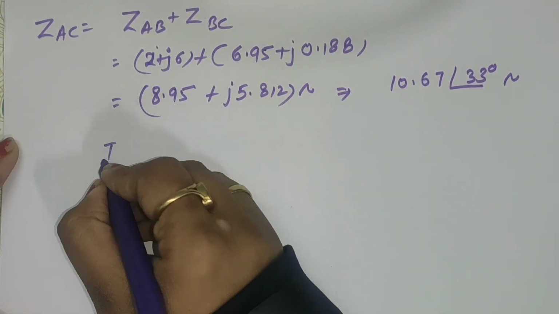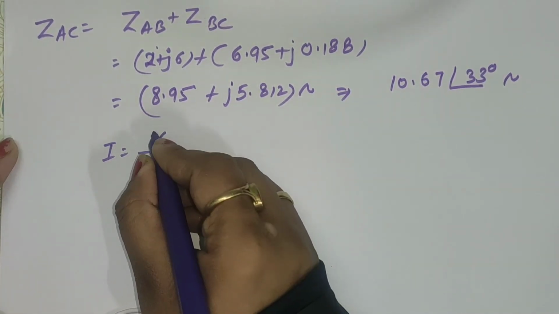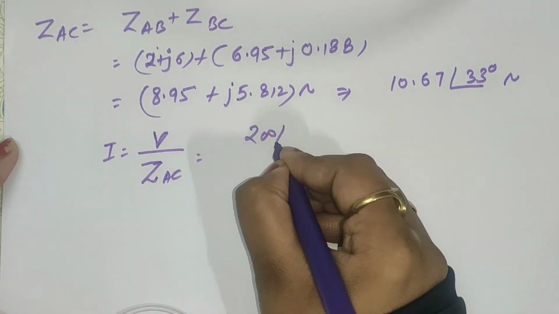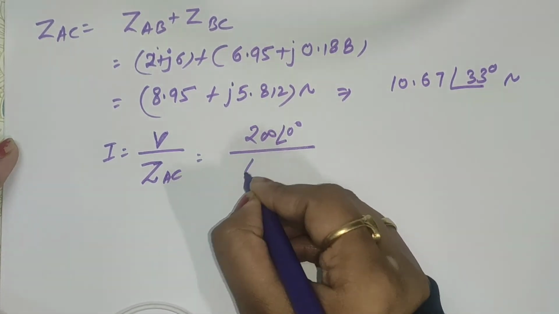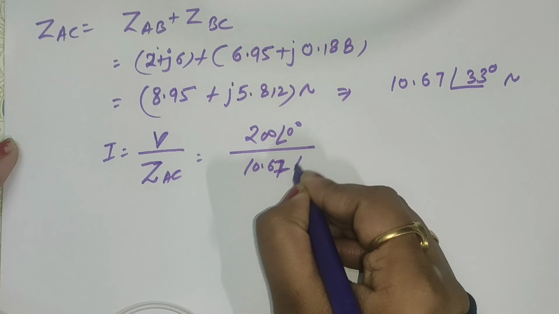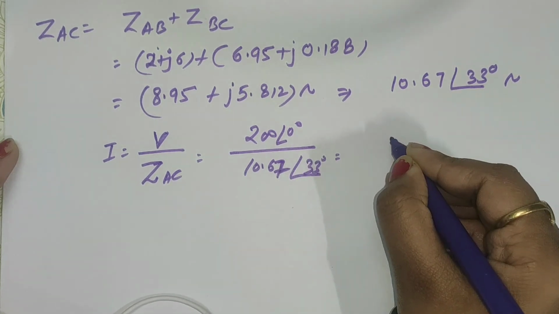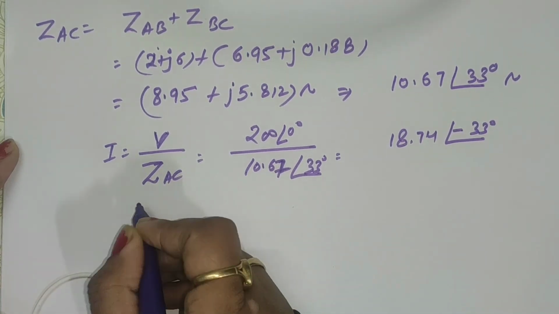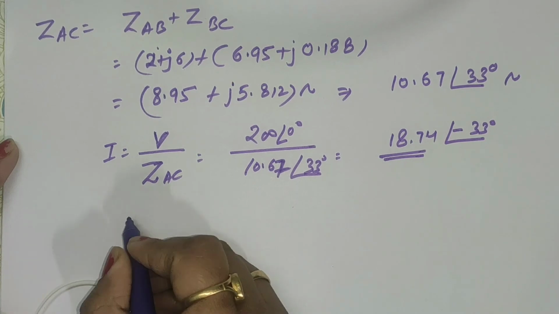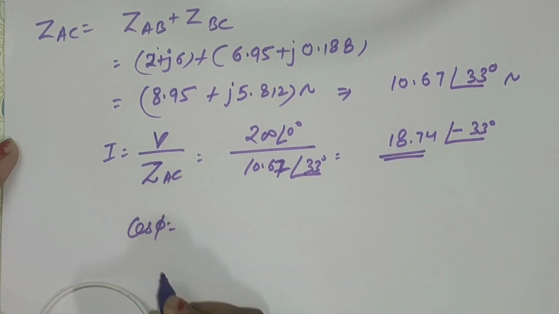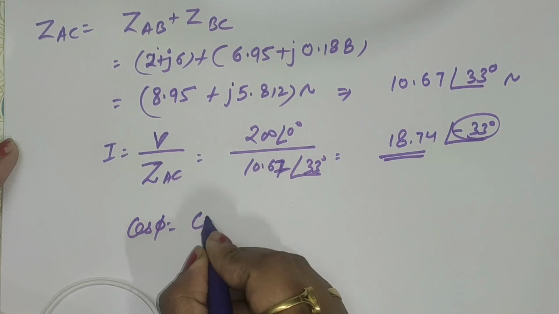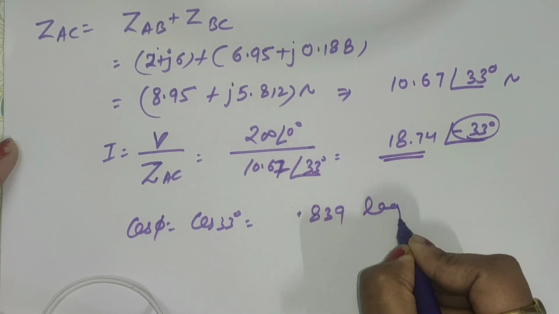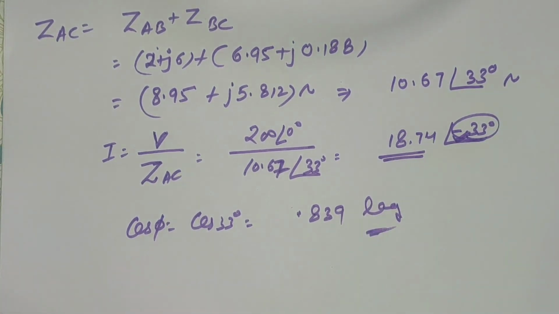Okay, now the supply current I will be V upon total impedance. V is given, that is 200 angle 0 upon ZAC, that is 10.67 angle 33. So here that is 18.74 angle minus 33. Okay, now the magnitude of I is 18.74. Now cos phi, the power factor, because the angle is 33, so cos 33 degree, that will be 0.839 lagging because of this minus. So this is your answer.